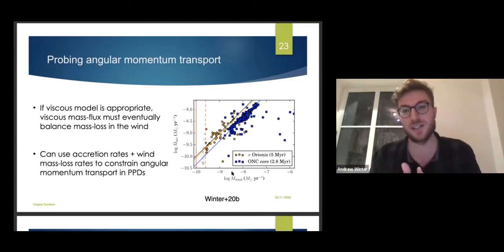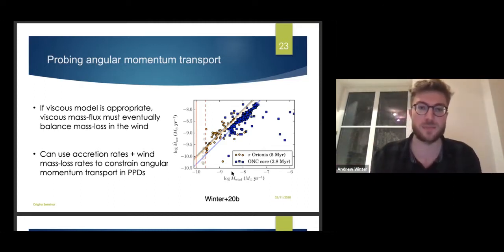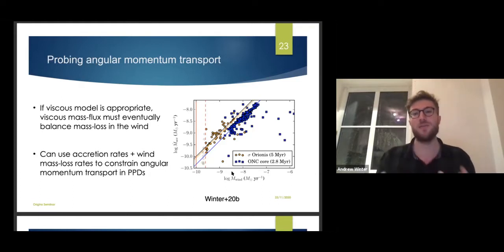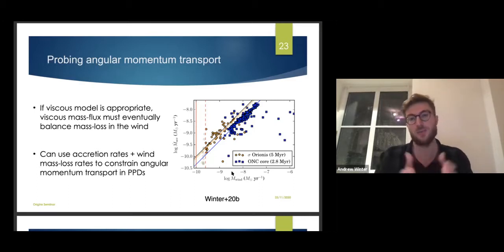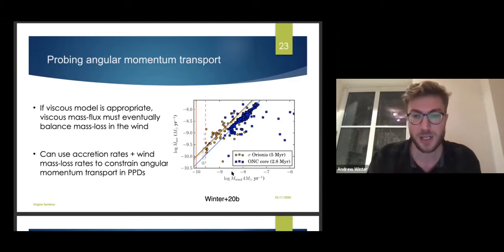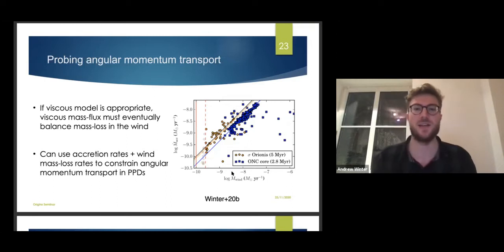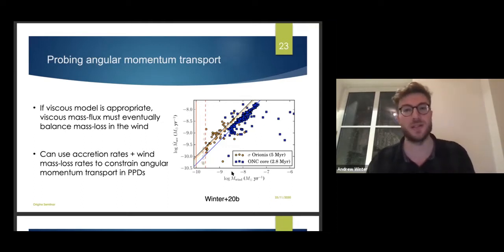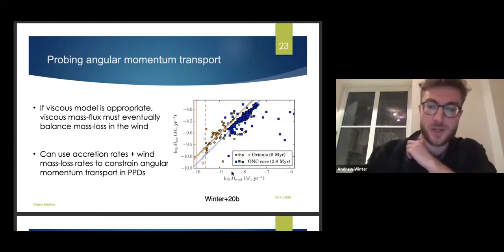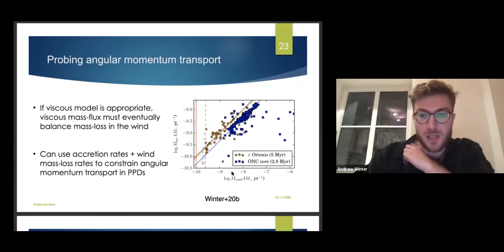Eventually, this should settle down into an equilibrium state where your accretion rate is roughly balanced by your wind mass loss rate. So if we don't find evidence of this strong correlation, which has to occur within a viscous model, then this is ruling out viscous angular momentum transport throughout a disk. And at that point, we have a strong constraint for models on how angular momentum transport proceeds in the outer regions of a protoplanetary disk.